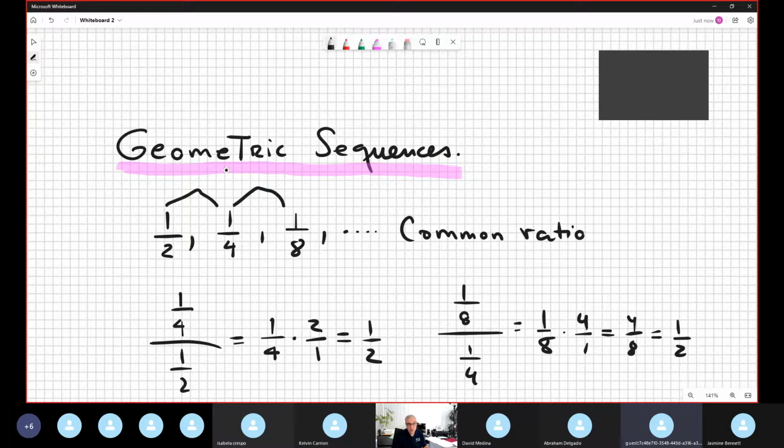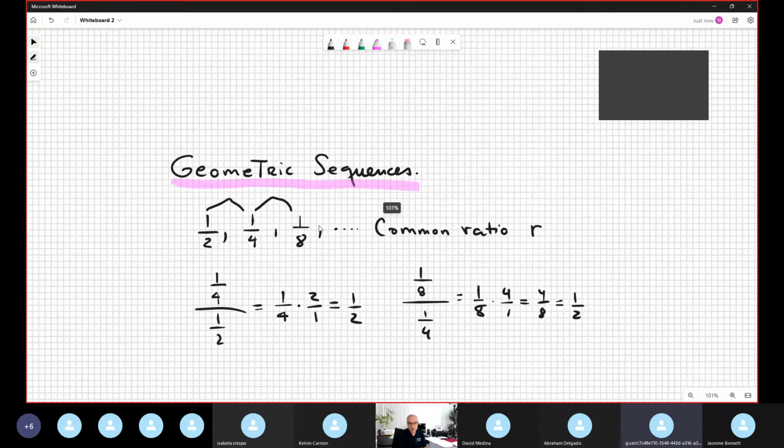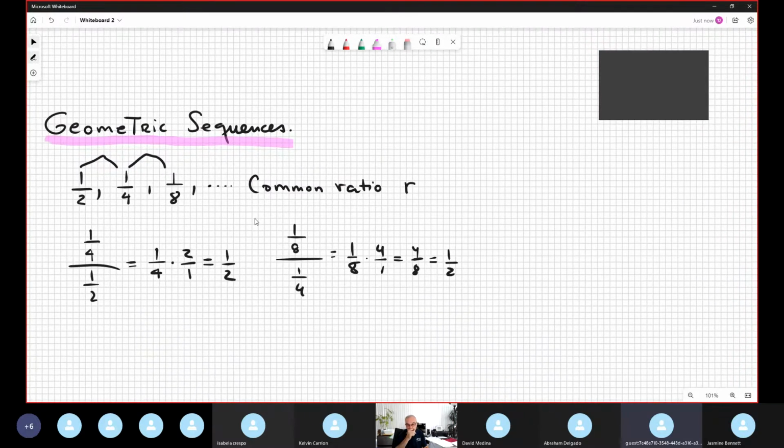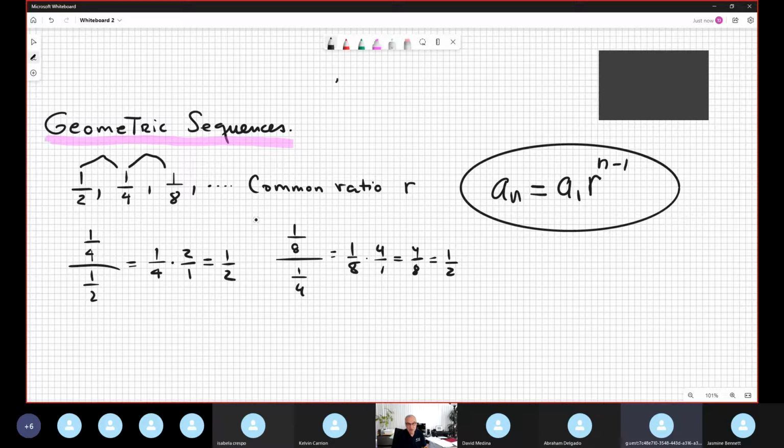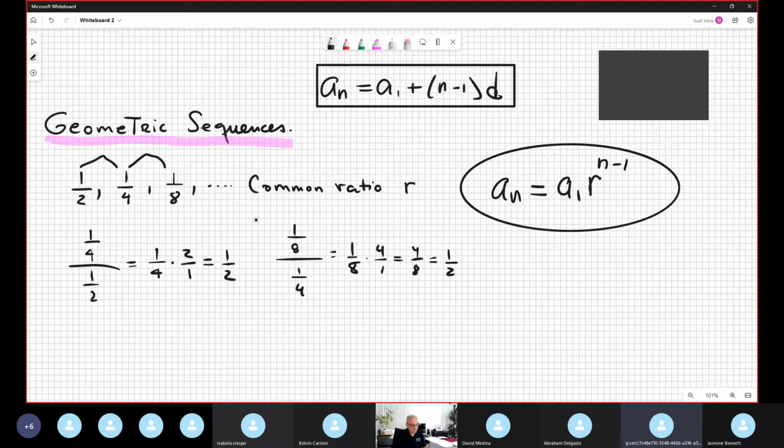A similar idea, but the word ratio indicates division. The common difference indicates subtraction. Entonces, normally the notation for the common ratio is little r. Entonces, the explicit formula for the geometric sequence is a_n equals a_1, que es the first one, multiplied by the common ratio r, raised to the n minus 1. This is the formula. Compare with the arithmetic sequence, a_n equals a_1 plus (n minus 1) d. This is the arithmetic sequence, and the geometric sequence is something like that.